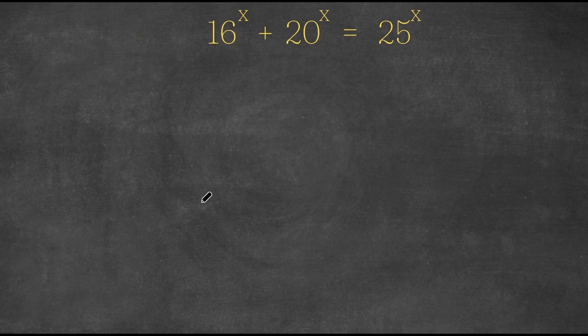In today's video, I'm going to be teaching you guys how to solve this exponential equation. So we have 16 to the power of x plus 20 to the power of x is equal to 25 to the power of x. Now what I'm first going to do is divide both sides by 16 to the power of x.